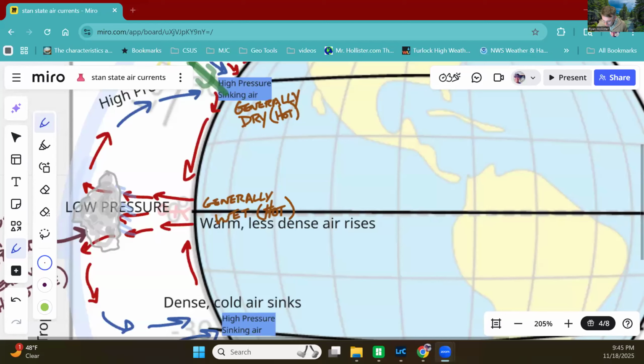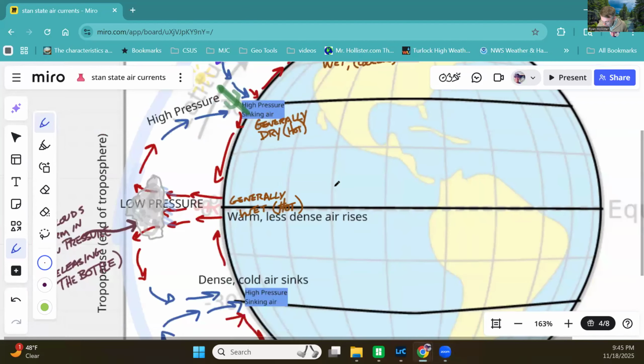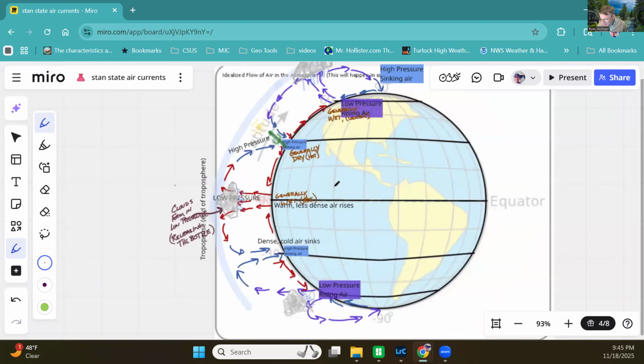This drawing here is a generalized, perfect view of Earth. If the Earth wasn't spinning, if it was flat, if there were no mountains, these are the convection cells that we would have. And those convection cells would be in a three-dimensional surface all the way around. So you have to imagine these rolling tubes of air that would go around the whole entire equator.